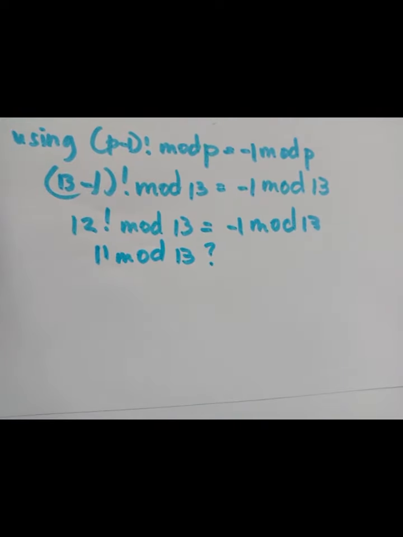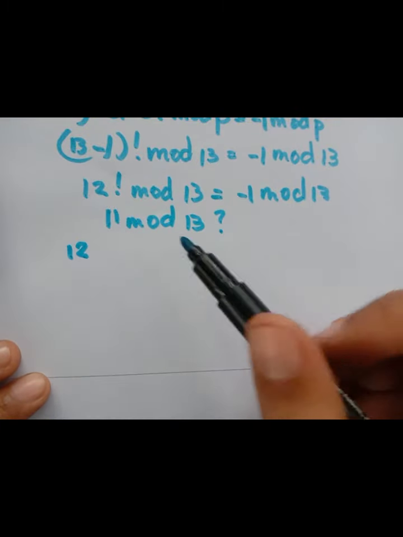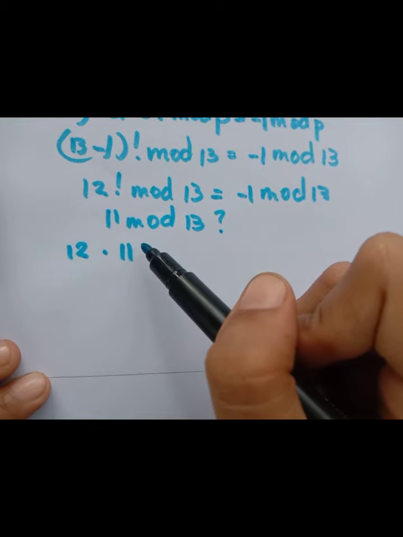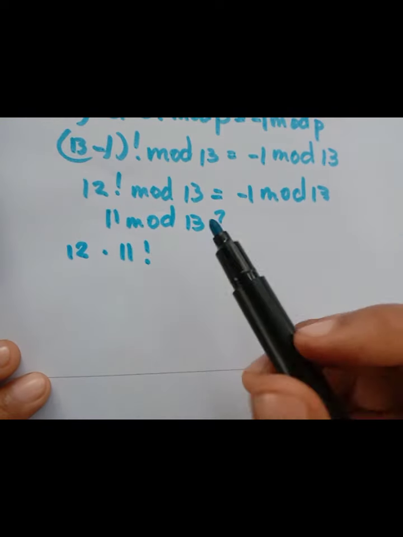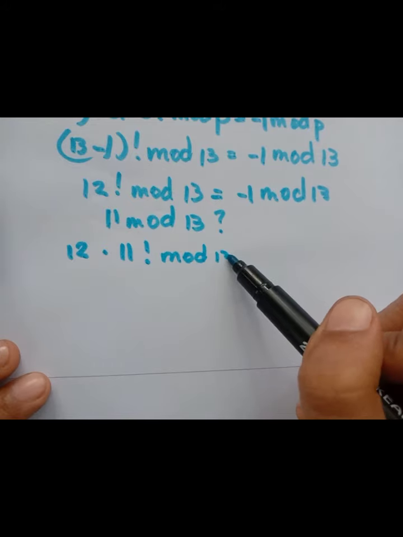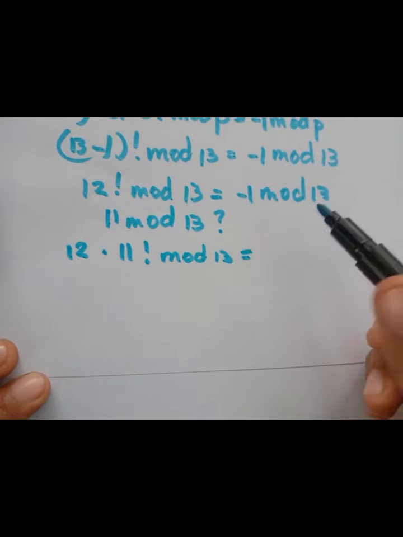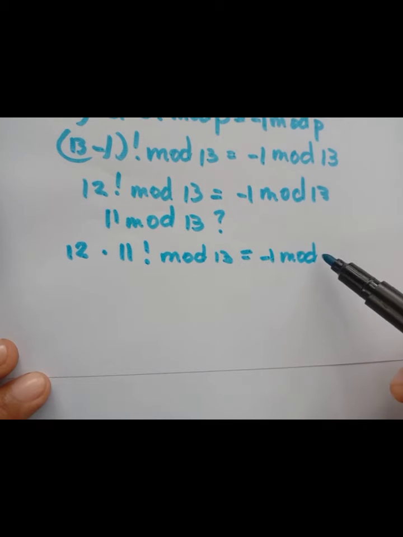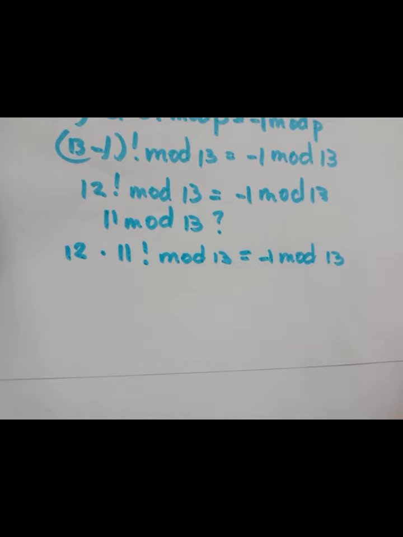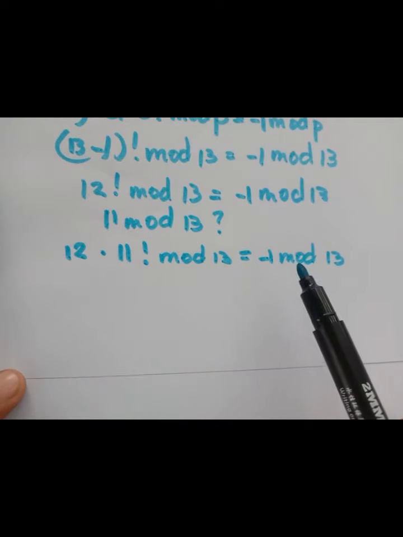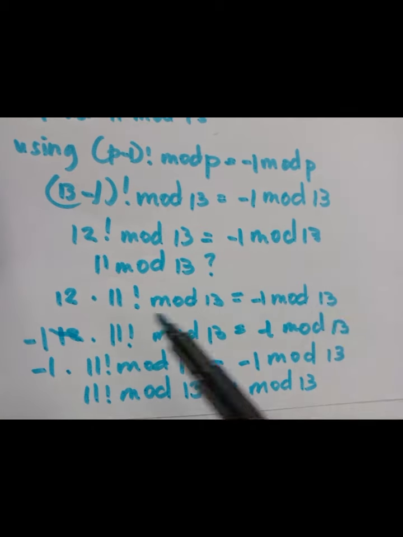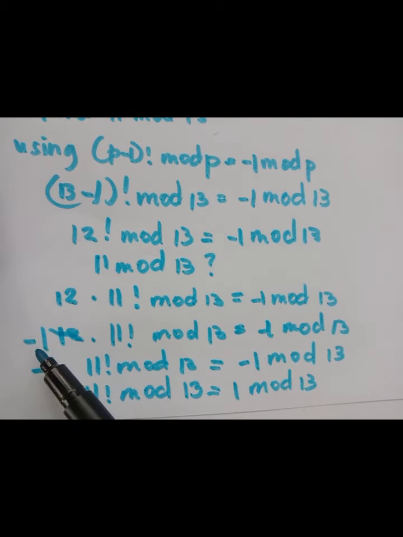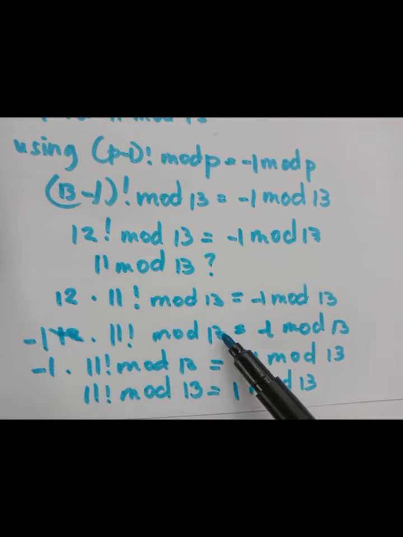And how do we proceed? Note that factorial 12 means 12 times 11 times 10 until 1. So we have 12 times 11 factorial, because we are going to find 11 factorial. 12 times 11 factorial mod 13 is equal to negative 1 mod 13. The next step we're going to do is to remove 12. But how do we remove 12? 12 will become negative 1, because 12 mod 13 is equal to negative 1, times 11 factorial mod 13 equals negative 1 mod 13.